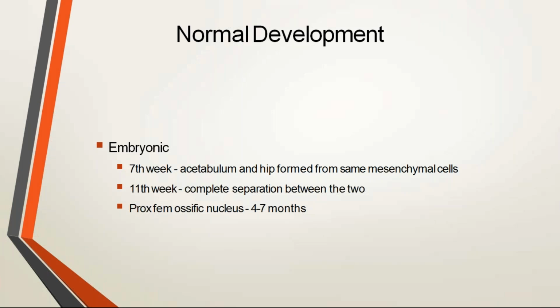Coming to the normal development of the hip in humans, in the 7th week, the acetabulum and hip are formed from the same mesenchymal cells. And in the 11th week, there is separation between the two. That is, the acetabulum differentiates and the femoral head differentiates. And proximal ossification completes by 4 to 7 months.